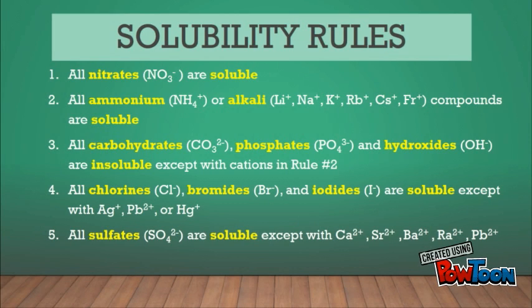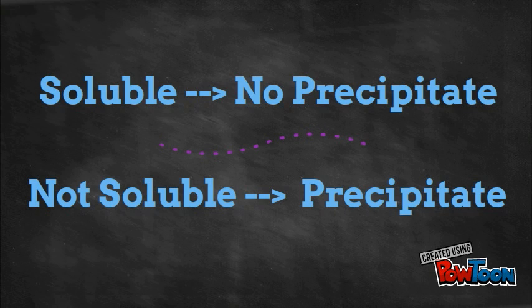One last important part of precipitation reactions is solubility rules. These can be used to predict whether a precipitate will form. Here are some of the basic solubility rules that, if you would like to look at further, you can pause the video for. When using the solubility rules to predict whether a precipitate will form, if the salt in the reaction is soluble, no precipitate will form, and if an insoluble ionic compound is part of the reaction, a precipitate does form.